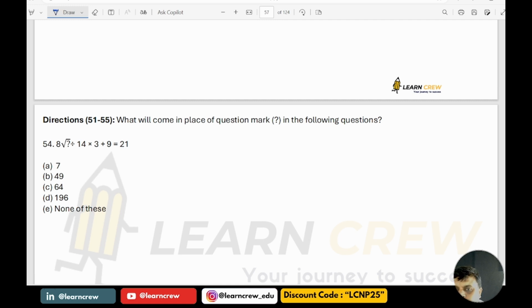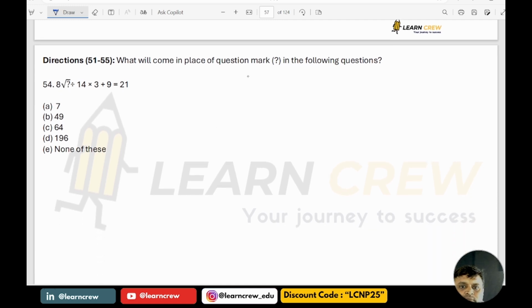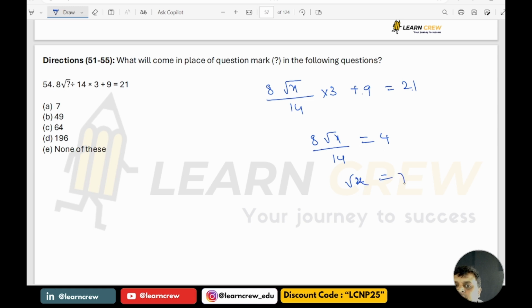Now the 54th question. 8 root x divided by 14 into 3 plus 9 is equal to 21. 21 minus 9 is 12. 8 root x by 14 is equal to 12 by 3, that is 4. Now root x is equal to 7. X is 49.